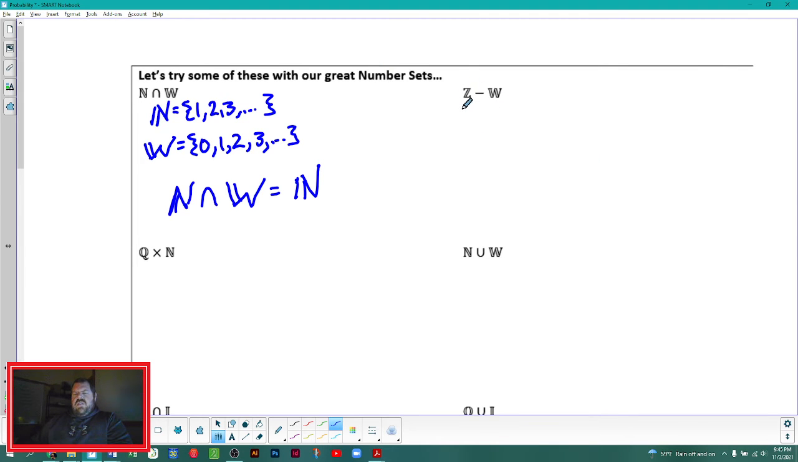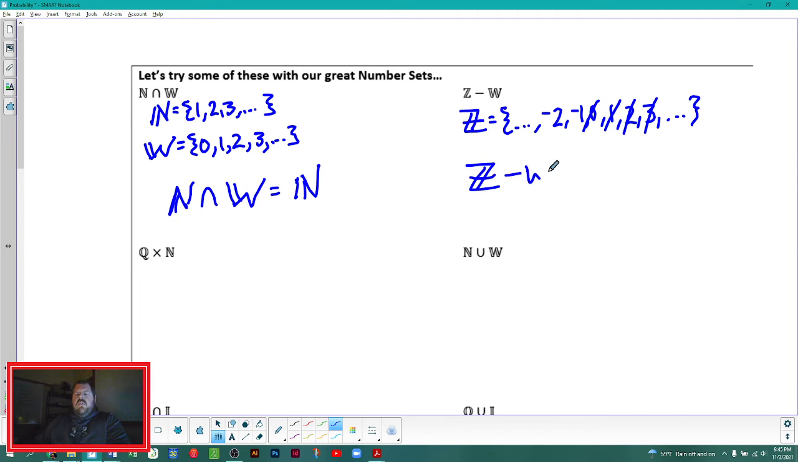Next one includes the integers, and if we remember what the integers look like, that was where we had no set starting point, but we had some negatives involved. If we want to take away the whole numbers, which are right here, all I'm left with is -1, -2, and farther negative. So really what we're looking at is the negative whole numbers, or you could say the negative natural numbers. So Z minus W is going to equal, I don't have a fancy way to say this one, but maybe we say -3, -2, and -1.